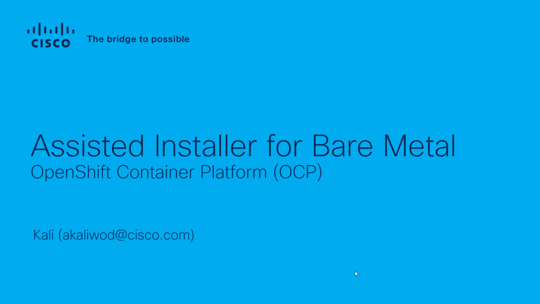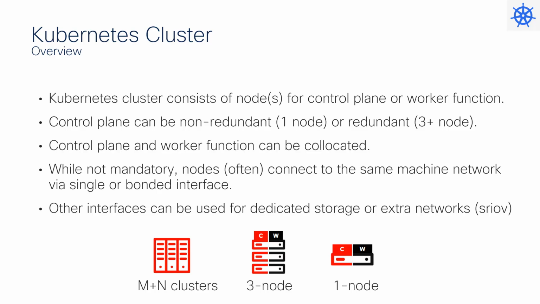An overview of Assisted Installer for bare metal servers provided by Red Hat's OpenShift container platform. A Kubernetes cluster in general consists of nodes that can be implemented on bare metal or virtual machines, and these nodes provide control plane and/or worker functions.